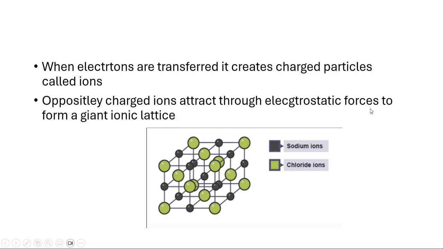When electrons are transferred here, it creates charged particles called ions. Oppositely charged ions attract through electrostatic forces to form a giant ionic lattice. So because of this, you have, like, sodium chloride, NaCl. When you see table salt, NaCl, you don't just see one grain of NaCl in it. You see it as an actual structure. It's not like a molecule size.